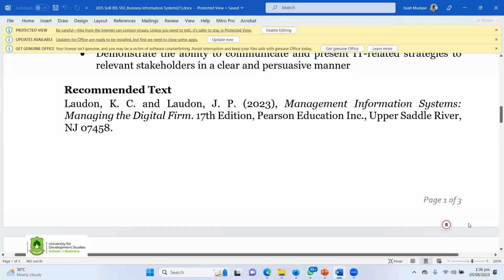Now, there's a core text for this course. And the core text is by this gentleman called Loudon and Loudon, this gentleman and the wife. The text title is Management Information Systems, Managing the Digital Firm. Now, this book is about $50 to $60. But I have the soft copy, and I will give you the soft copy as part of your reading materials. I must confess, I didn't buy it. I'll give it to you anyway, but I didn't buy it.